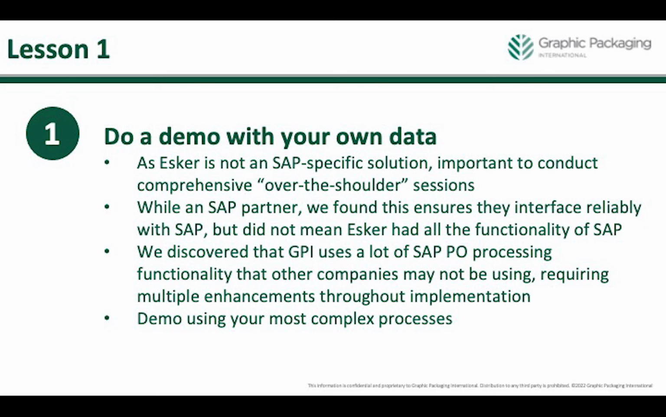And Esker units and dollars were set to 2 decimal places. For example, as a manufacturing company, we have multiple units of measure that have 3 or more decimal places. We had to get an enhancement for that. We also require our actual images to be sent over and housed in SAP, not a link back to Esker. So those are just a few of the things that we had to make enhancements for.